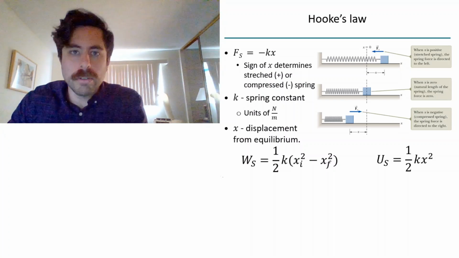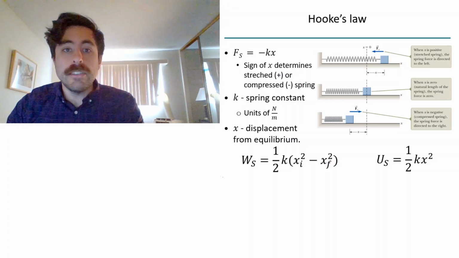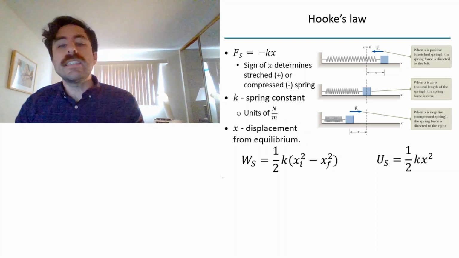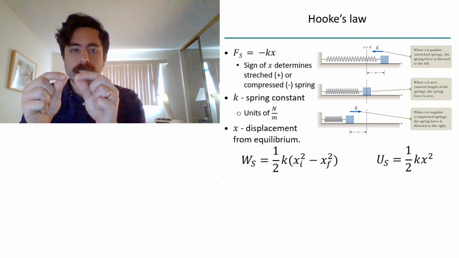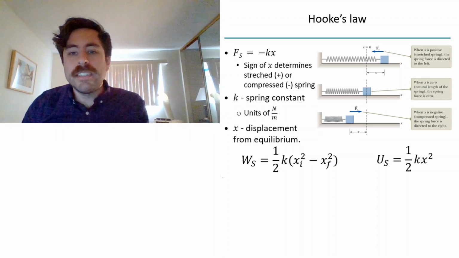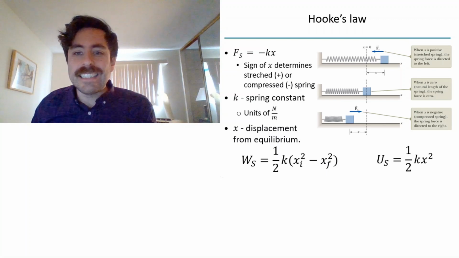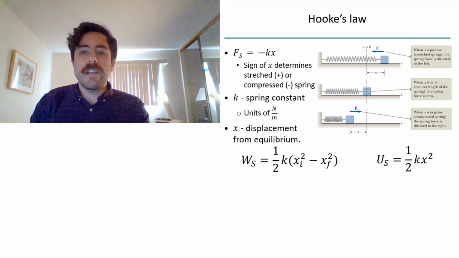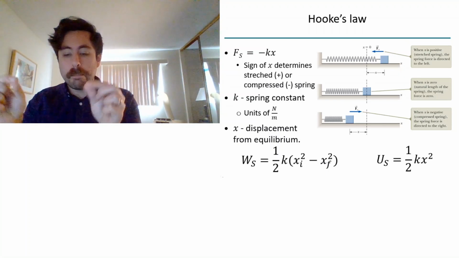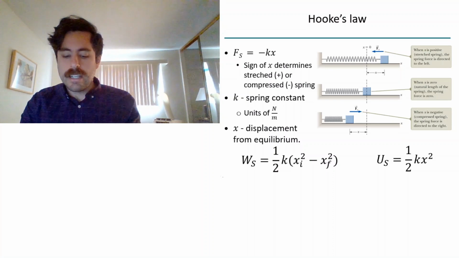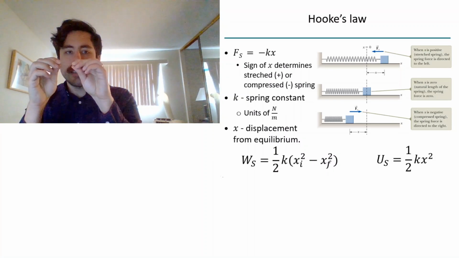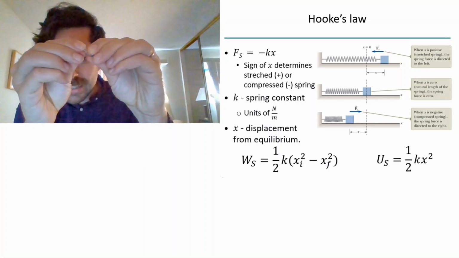In this video, we're going to look at the potential energy due to a spring. In a previous video, we looked at the work done by a spring as we compress it or stretch it from some initial position to some final position. The position of the spring is defined as the distance it's been compressed or stretched away from equilibrium, where stretching is positive x and compressing is negative x.